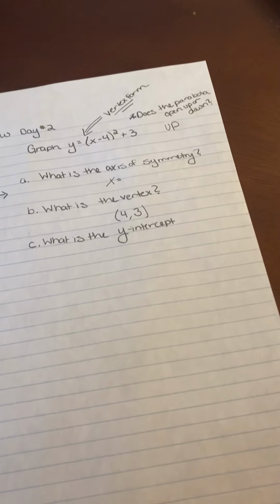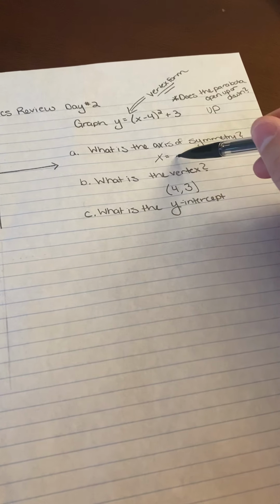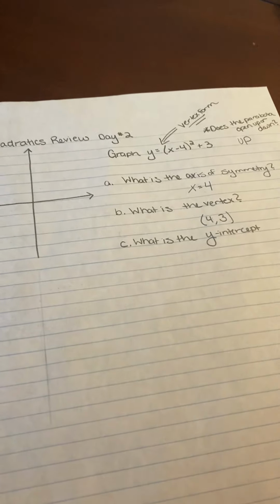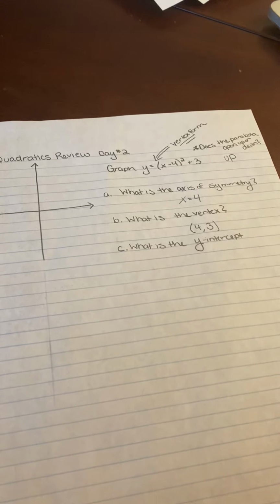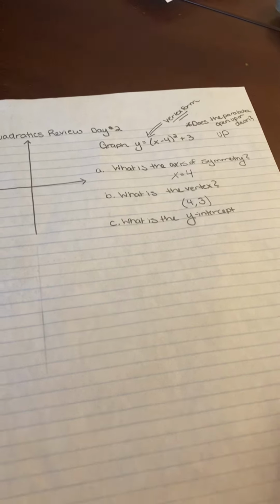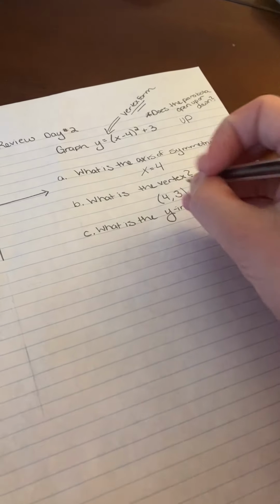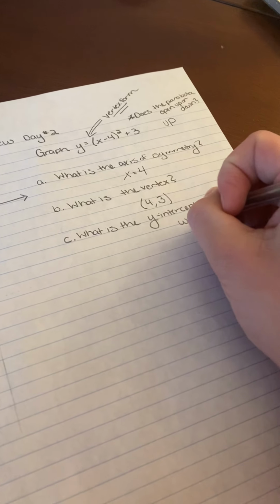The axis of symmetry is the line that runs down and cuts your parabola exactly into two equal pieces, one on one side, one on the other, that look the same. Okay, so remember what it means to be symmetrical. So this value is what's going to go here. It's always written as an equation. It's x equals 4, so it's a vertical line at 4 that goes down and cuts through right at the axis of symmetry.